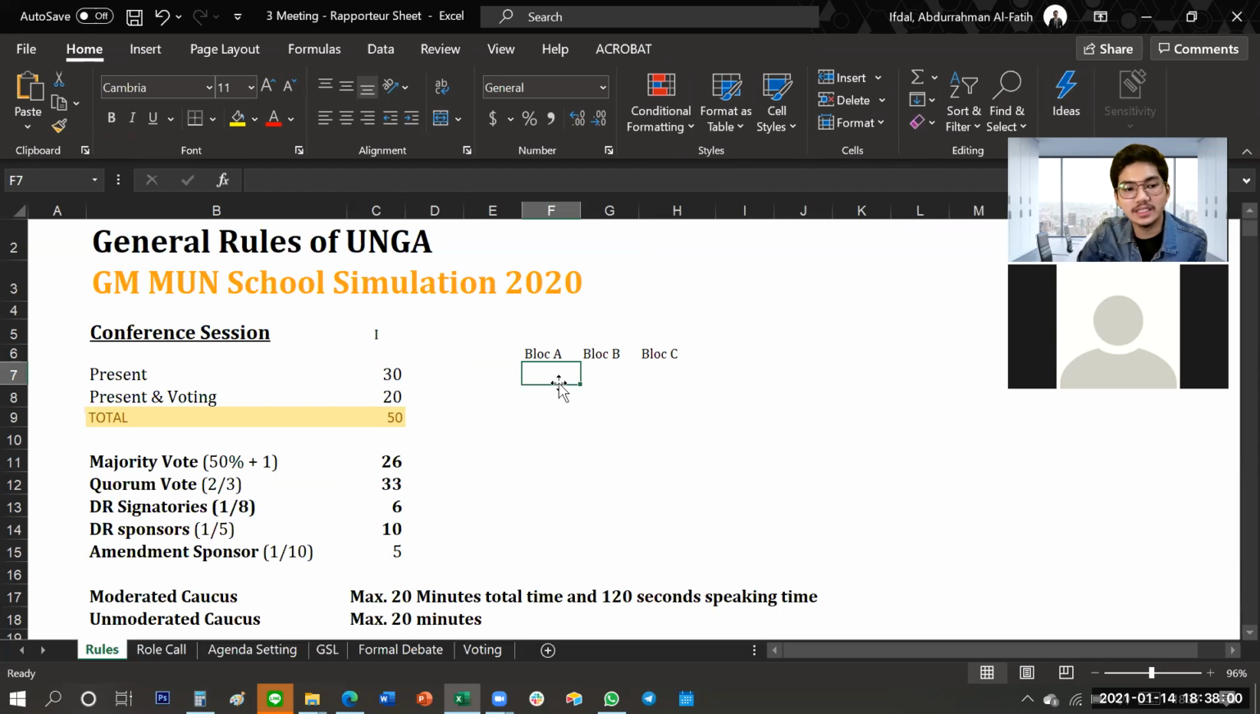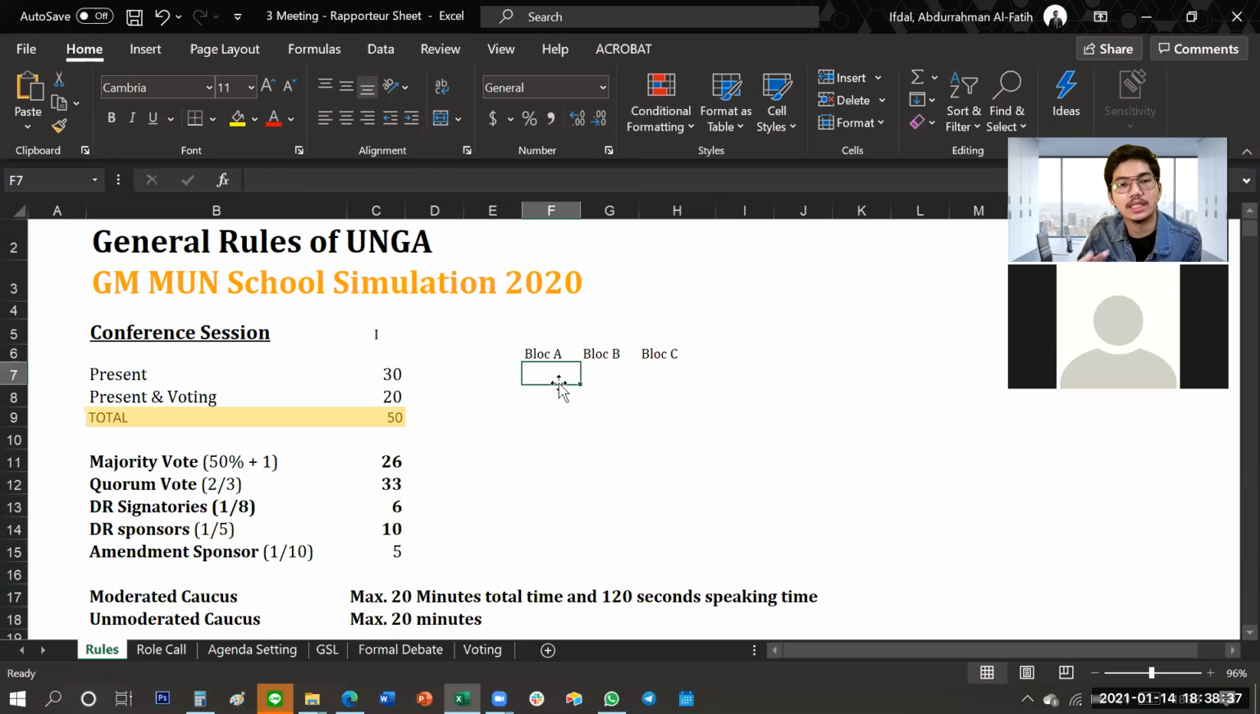Remember that the difference between present and voting and present is not whether someone can vote or not. Even if you are only present, you can still vote, but you can also abstain. But if you are present and voting, you have to say either yes or no, and you cannot abstain. Abstain means you are not saying yes and not saying no. Basically, you're not endorsing or opposing a certain resolution.